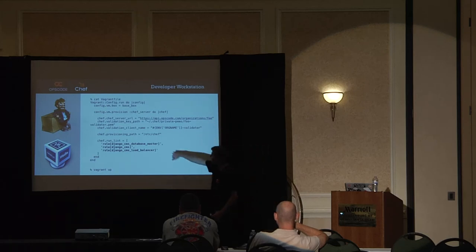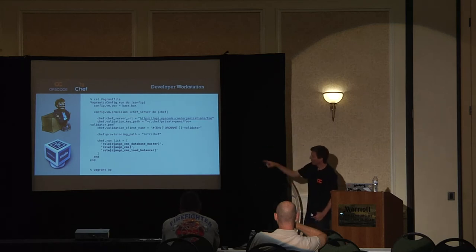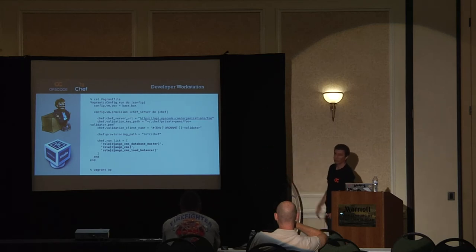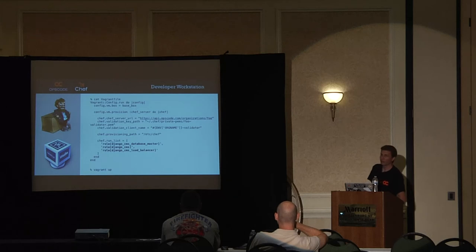And the big thing you're gonna see here is we're specifying the run list in our Vagrantfile. Exact same run list we saw before that we were stacking. And then all you have to type is vagrant up, and that would basically do all the work under the covers to talk to VirtualBox, bring it up, running on your local machine.